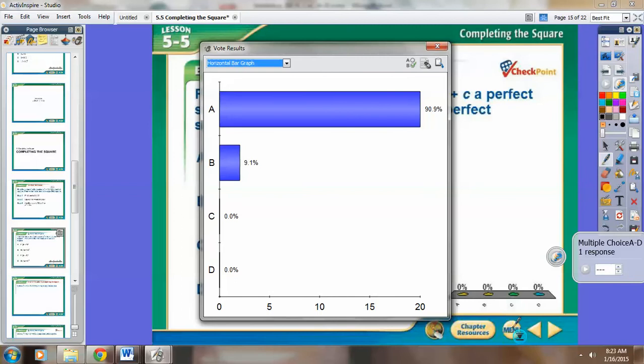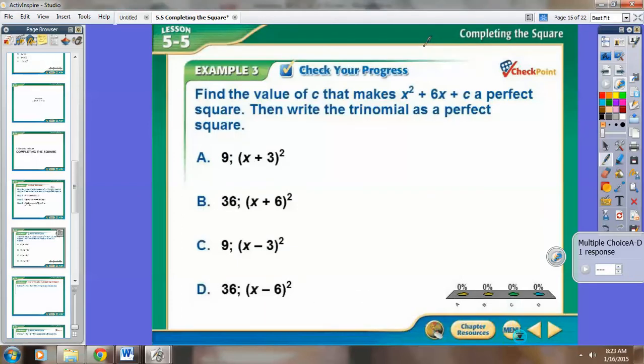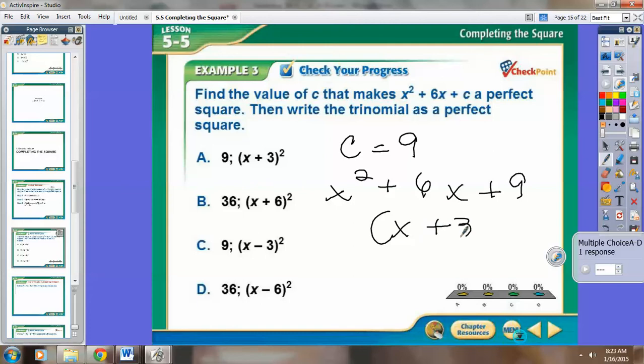Good. Most of you agree that it's A. Looks like a couple of B's. So let's talk about this. What does c have to be for a perfect square trinomial? You need to take half of 6, which is 3, and 3 squared is 9. So c is going to be 9. So if you were to factor this, x squared plus 6x plus 9, it would be x plus 3, quantity squared, letter A, as most of you indicated.